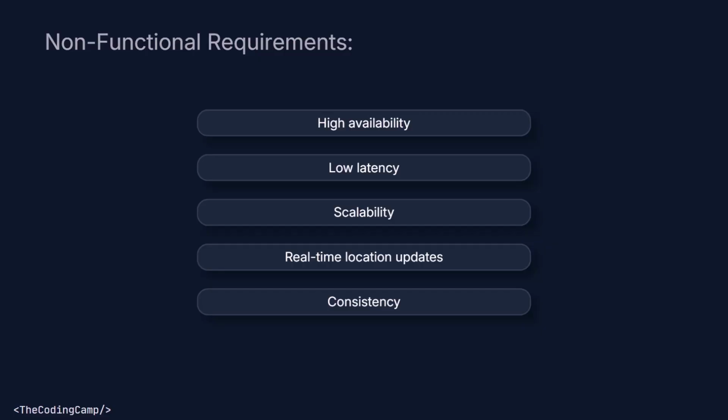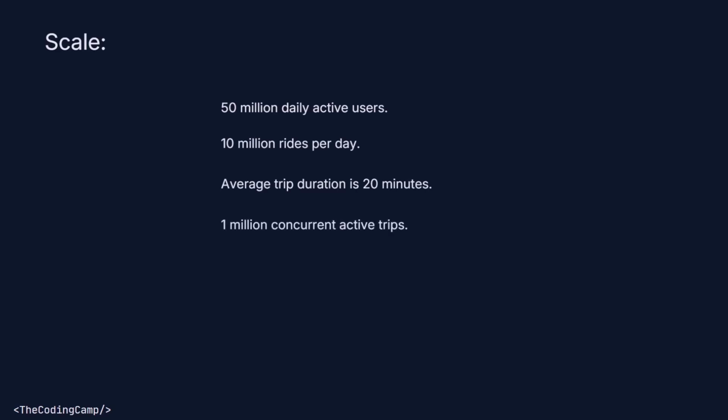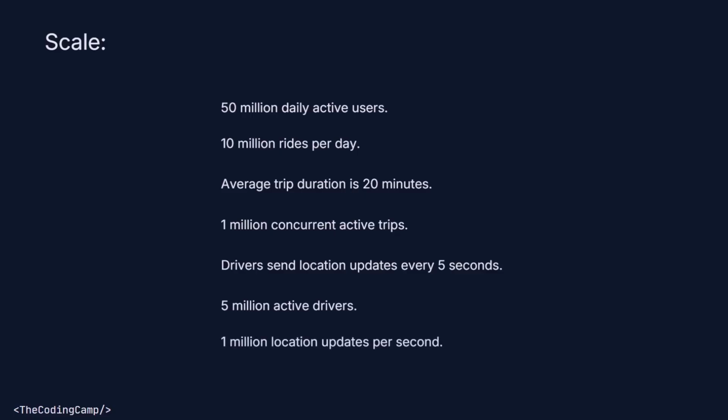Now I'll estimate the scale. Let's say 50 million daily active users, 10 million rides per day. And the average trip duration is 20 minutes, so there are 1 million concurrent active trips. Drivers send location updates every 5 seconds, and let's say there are 5 million active drivers, so there are 1 million location updates per second. This is the most demanding part of the system.